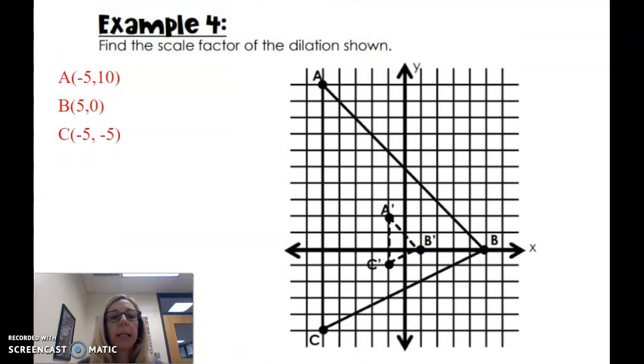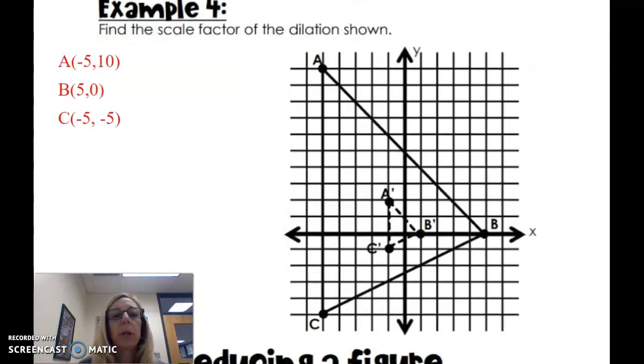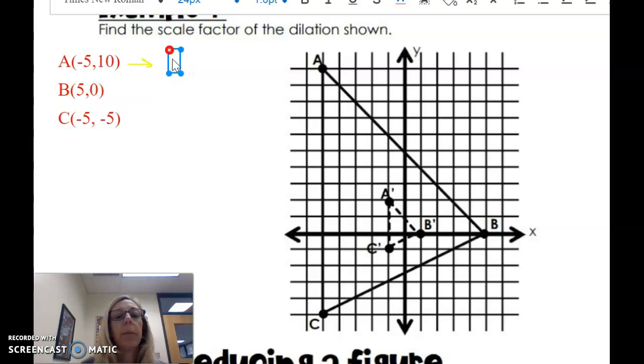Let's take a look at example number 4. In example number 4, our original figure is at (-5, 10), (5, 0), and (-5, -5). Now what they've done for us is they've given us our image points. So let's go ahead and write those in. A prime is now at (-1, 2).